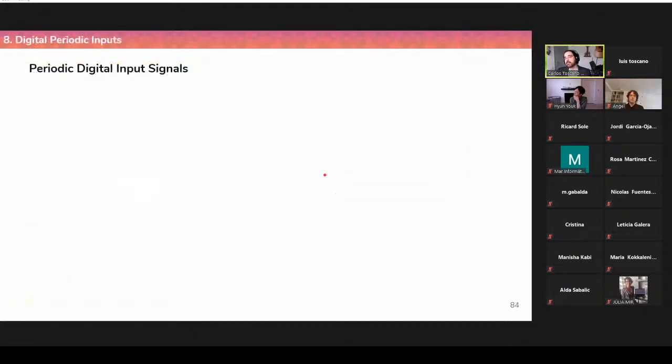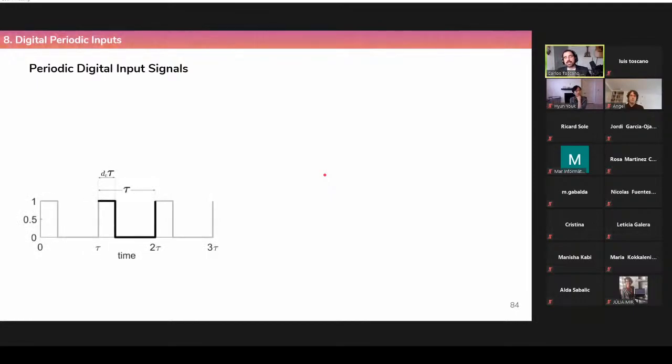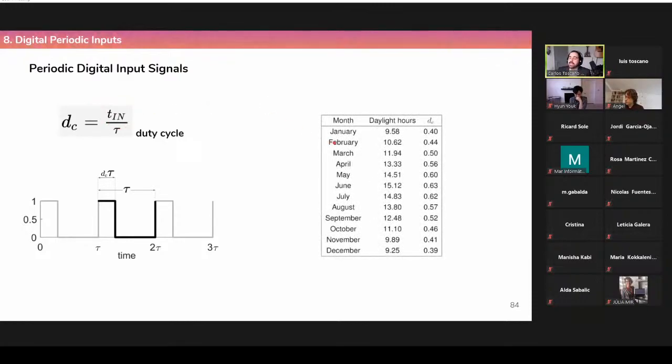Now, what about digital periodic input signals? I'm going to call it a periodic digital input signal when the presence of an input repeats itself with some period. And the duty cycle is something really important here. It's the fraction of a period that corresponds to presence of input. Now, for instance, if we take the daylight hours per month in Barcelona, we can then obtain, by dividing by 24, the duty cycle associated with each month.